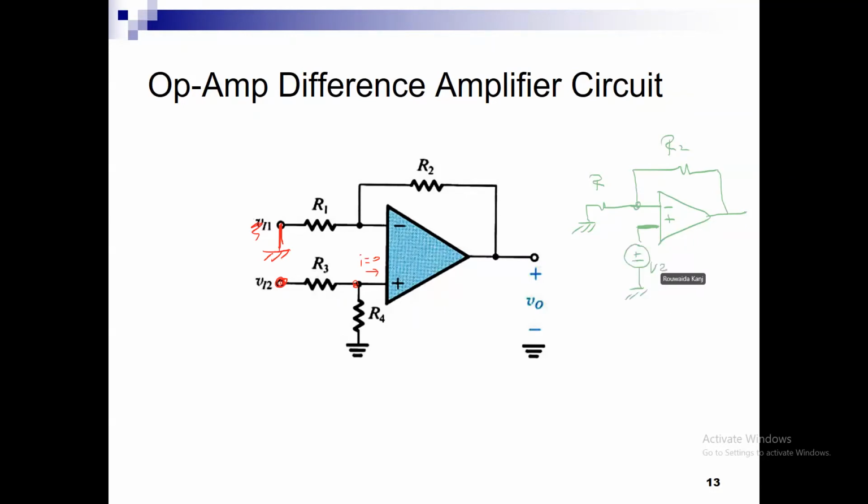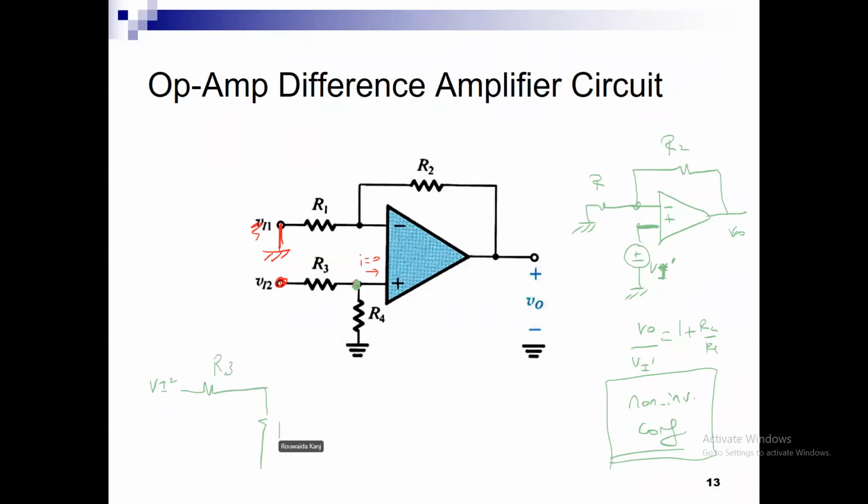V2 applied here, or VI prime let us call it. Then based on the non-inverting configuration we say that VO is equal to 1 plus R2 over R1 times VI prime, right? This is the non-inverting configuration that we studied a little while ago. Okay, I have a circuit that has VI2 here, that has R3, R4, with current going here equal to 0, and really I can declare this as VI prime.